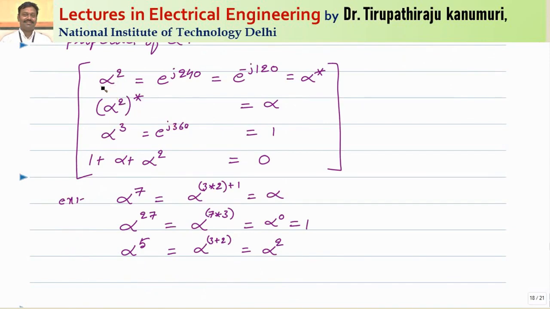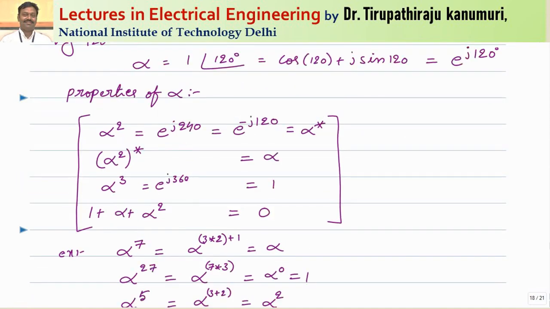So what I am doing, I am taking alpha square. Alpha square means alpha multiplied by alpha. So alpha is nothing but 1 at an angle of 120. I am multiplying again with 1 at an angle of 120. So we know that whenever you are doing the product of two polar coordinates, the magnitudes will multiply with each other and angles will add to each other.